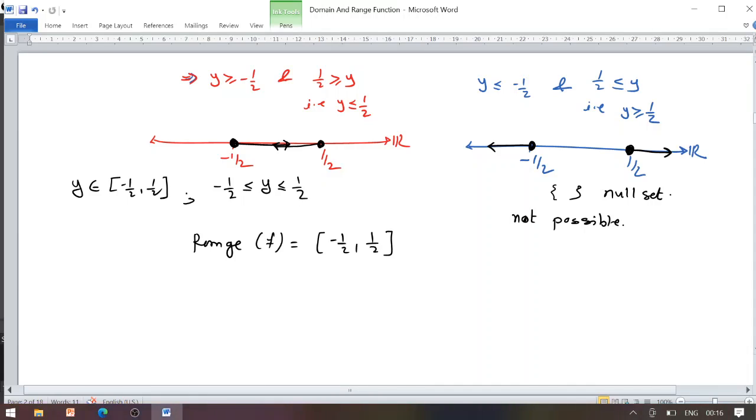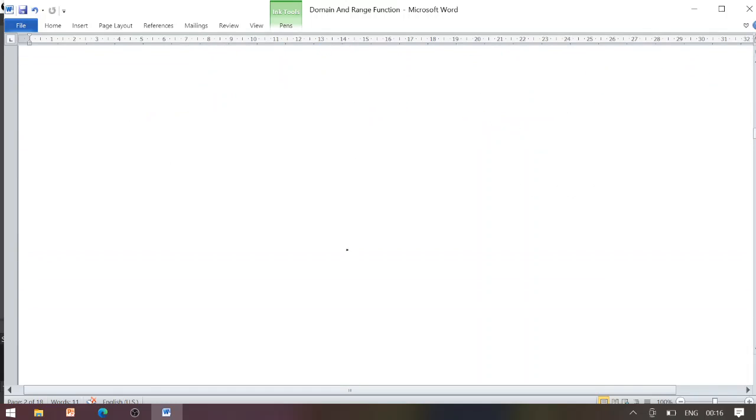Now look at the next example. Again finding the range, now we are having the greatest integer function. The greatest integer function is denoted in this way, and you can read it as the greatest integer function of x, or the greatest integer not greater than x, or the greatest integer less than or equal to x.